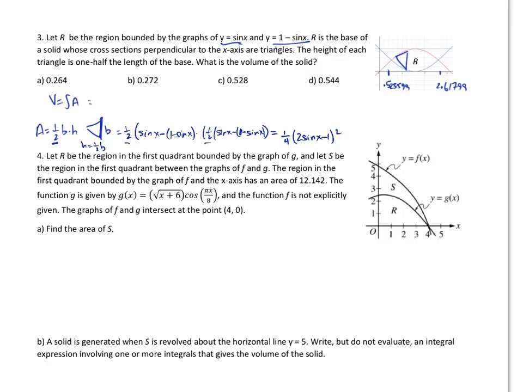I'm just double checking my work. Sine x, and they're the same. The other ones go away, and then we end up with a 2. So 2 sine x minus 1, and this is squared, because I put it all into 1. All right, so the volume is going to end up being from these bounds, 0.523599 to 2.61799 of this 1/4 times (2 sine x minus 1) squared dx.